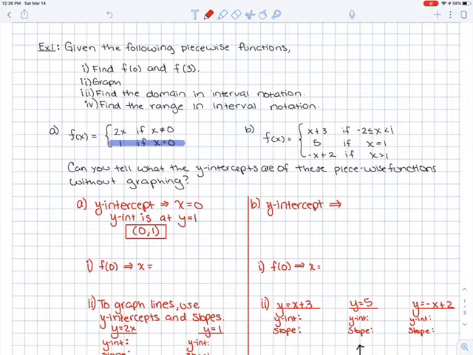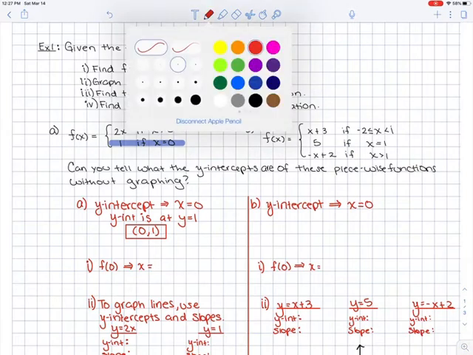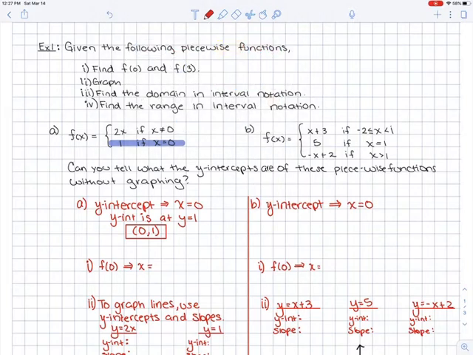For part B, again, the y-intercept is where x equals 0. In order to figure out which function we need to use of these three, we need to see which function is defined for x equals 0. I'm actually going to work my way from the bottom first and then up. If you look at the third domain, this one's only defined for x is greater than 1. Therefore, it's not defined at x equals 0, and we cannot use this one.